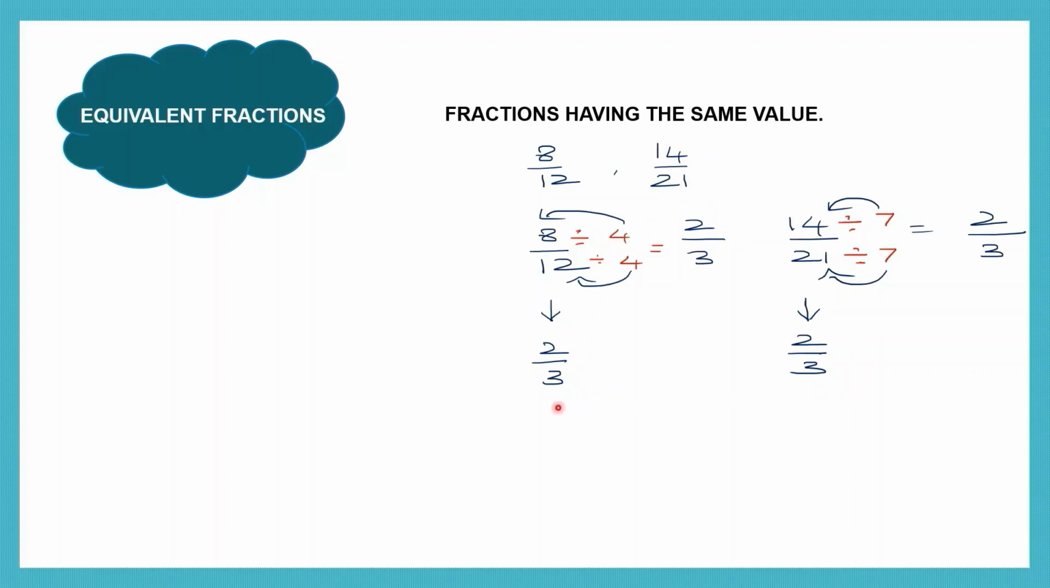by 3. So since both are the same, it means that the value of this fraction and this fraction are the same. Though the fractions, the numbers are different, when you reduce them to the lowest term, they come to the same answer. That means they have the same value. So such fractions which have the same value are called equivalent fractions.